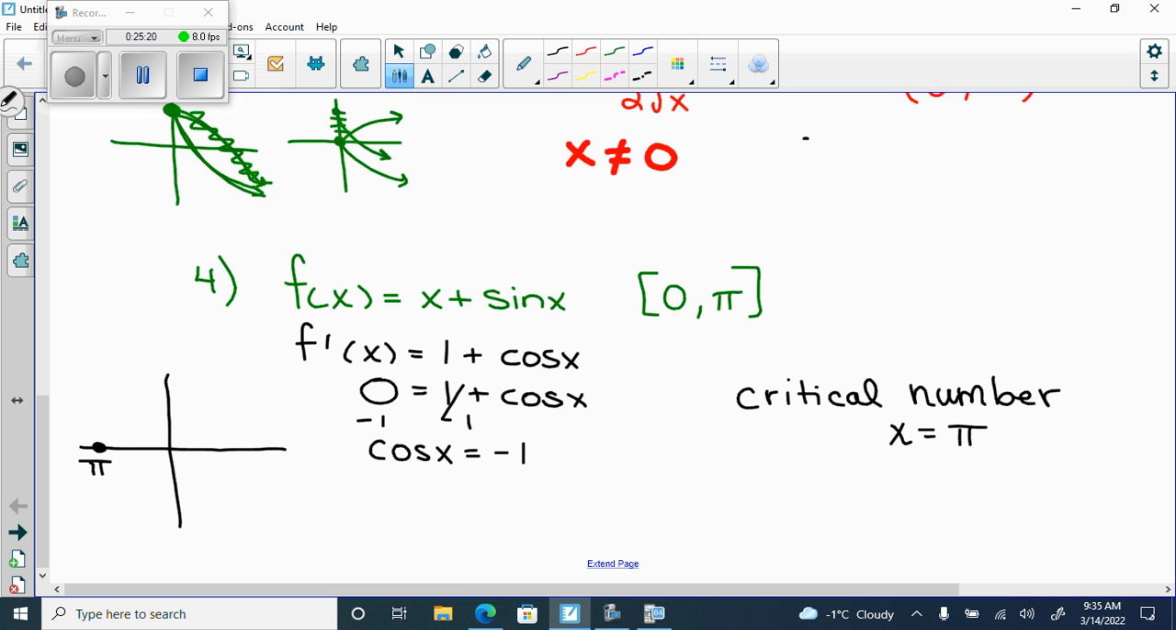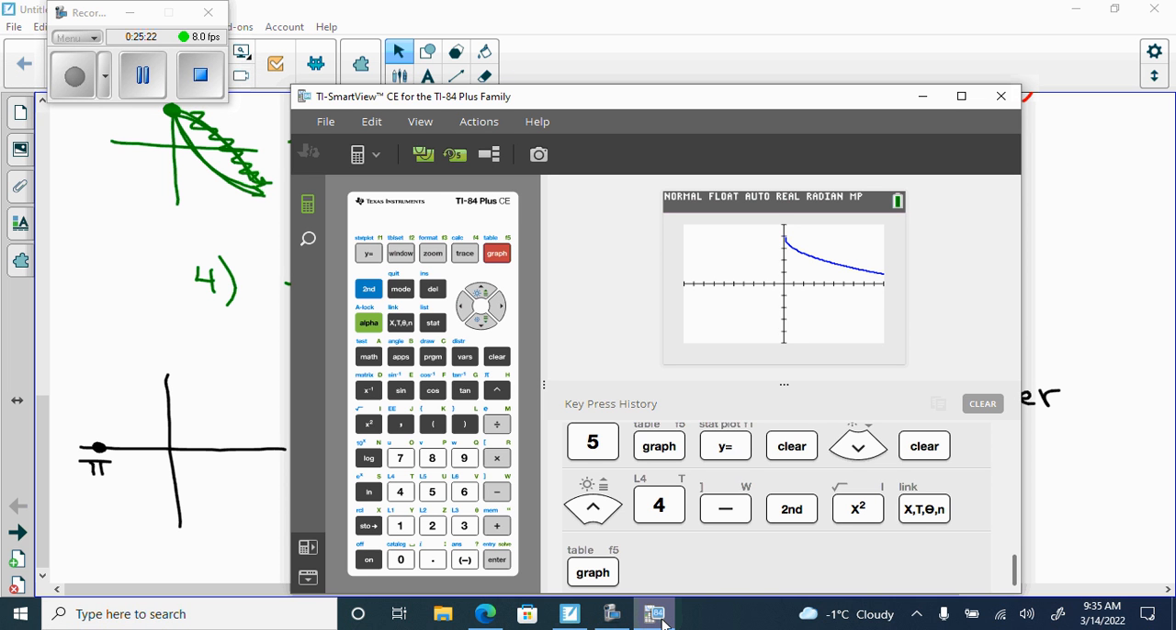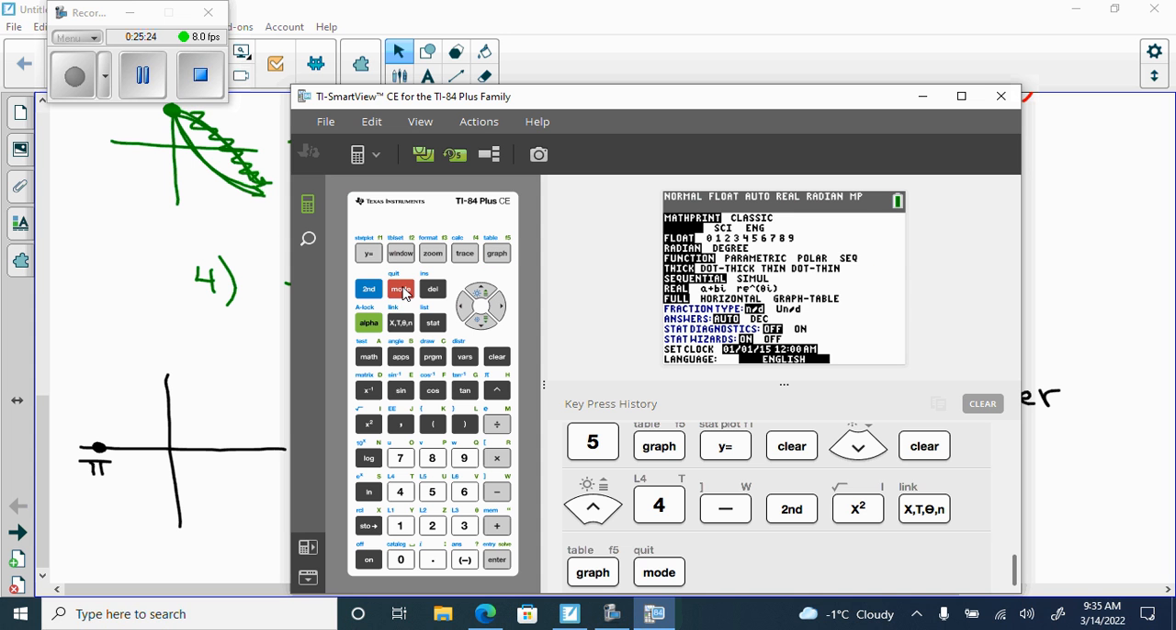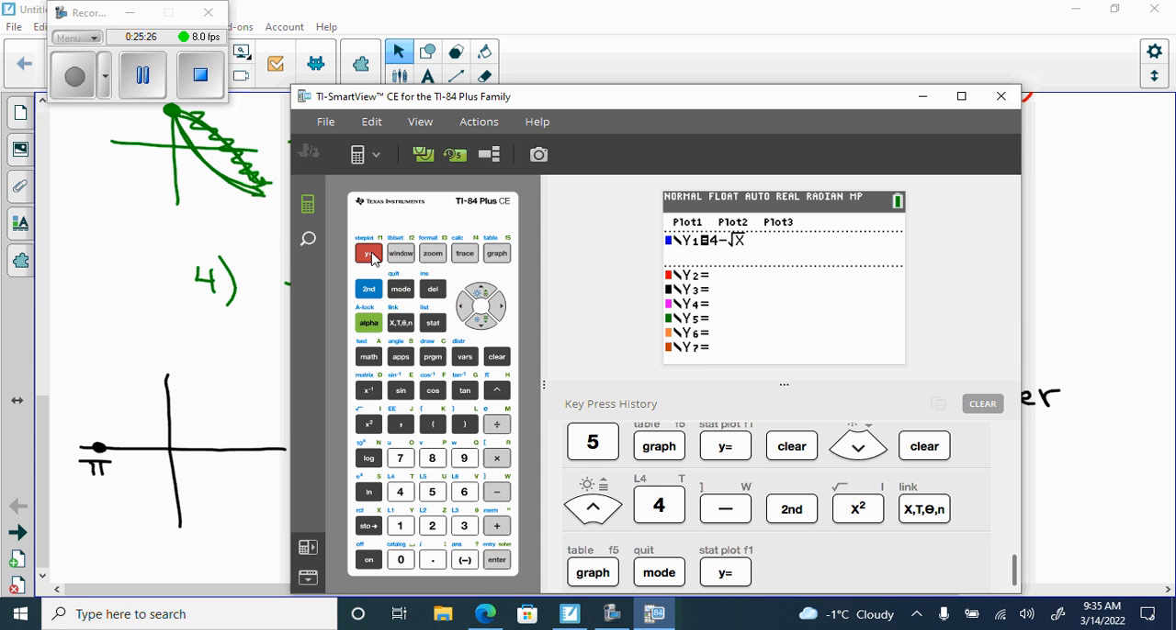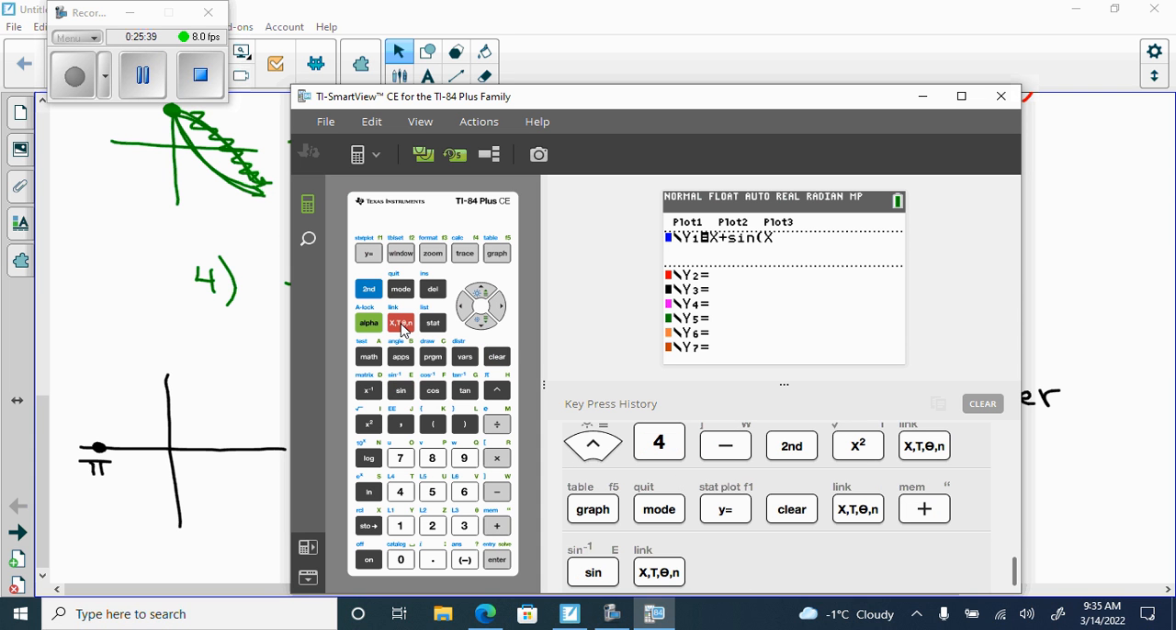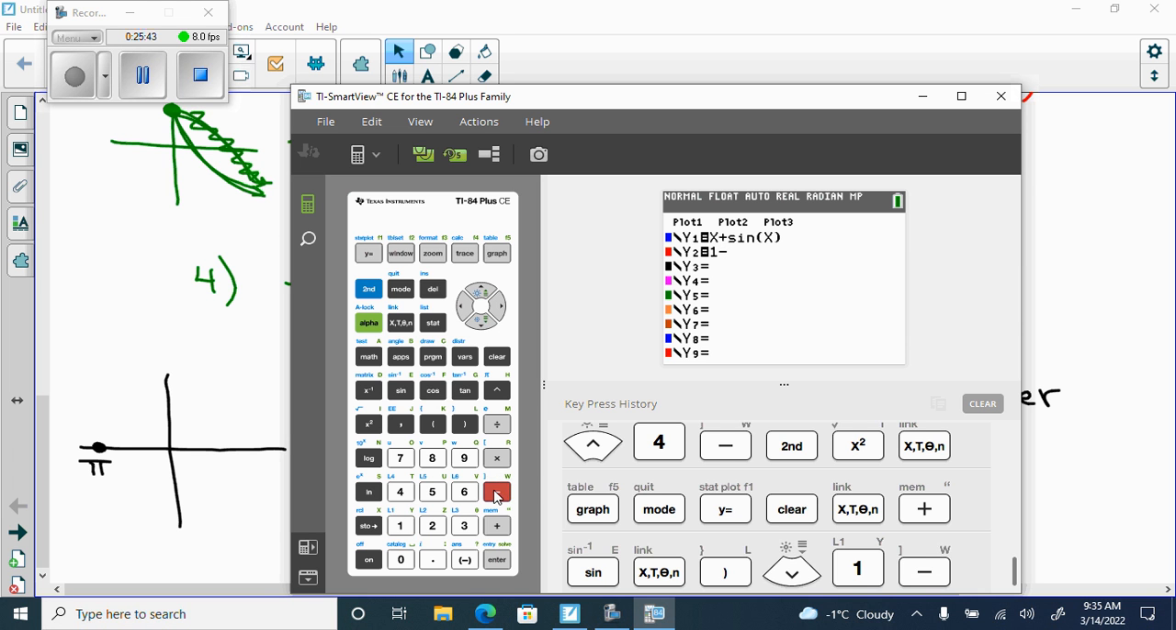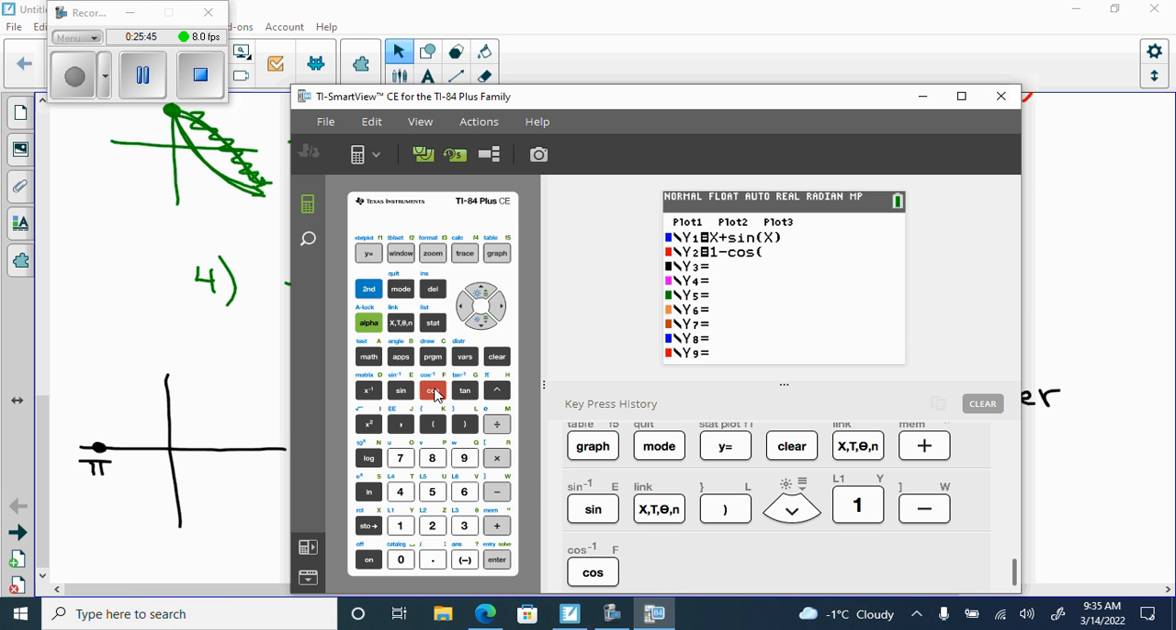Now please type them into your calculator if you haven't done that yet. And make sure your mode is in radians. And you're going to have to change your window to something that's actually going to work. So we have x plus sine x, and then 1 minus cos. Crap.